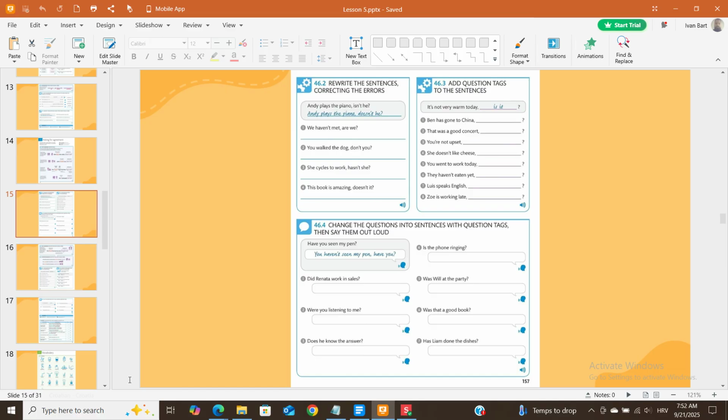This book is amazing, doesn't it? Luis speaks English. Zoe is working late.